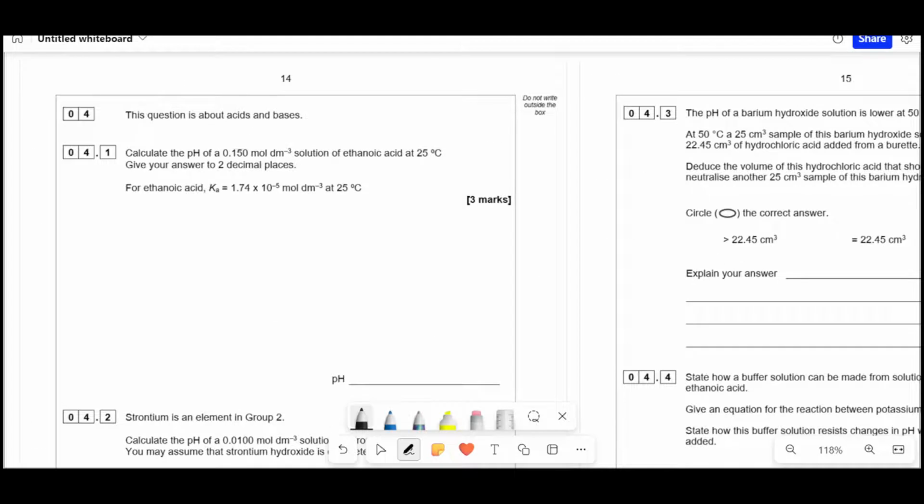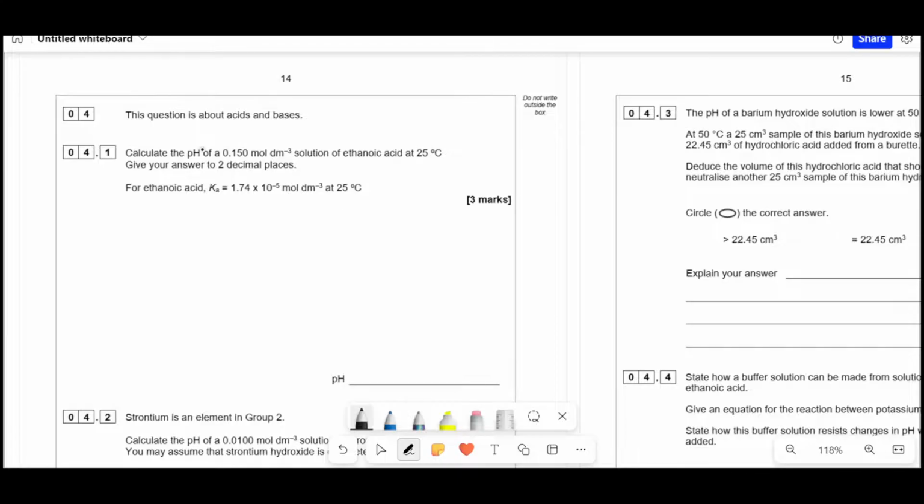Okay, right. So acids and bases, one of my favorite topics. It says here, this question's about acids and bases. Calculate the pH of this ethanoic acid at 25 centimeters cubed and give your answer to decimal places. So first of all, strong or weak acid? This is a weak acid, so it partially dissociates. So we can't just go ahead and say that the concentration of this is the same. So we're going to have to use Ka.